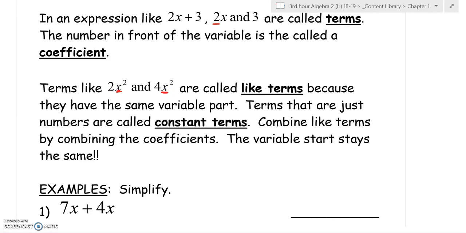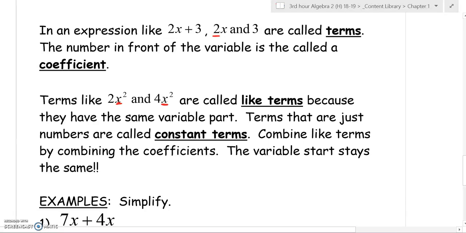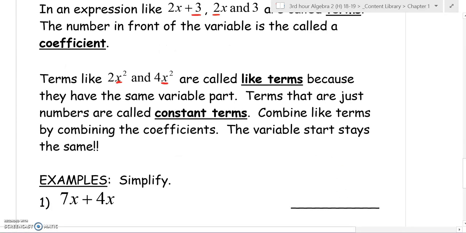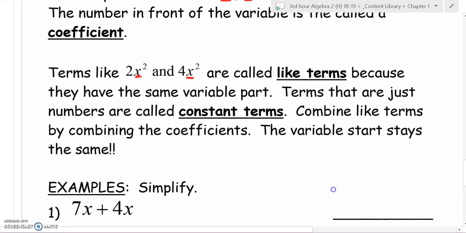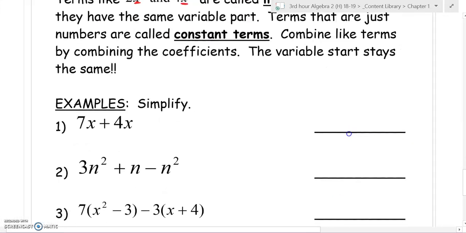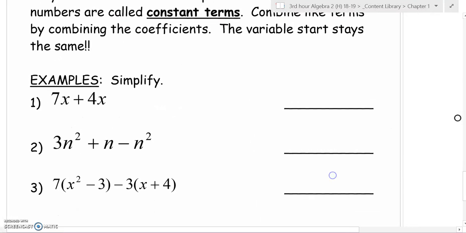So for example, in the example above, 2x plus 3, the 3 is called the constant term. We combine like terms by combining the coefficients, and the variable part stays the same. Oops, sorry. Okay, so now we're going to look at examples of how we combine like terms, and then we'll be done. So I'm going to add 7x plus 4x.